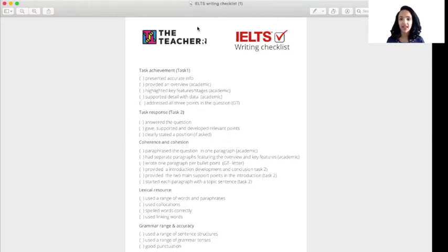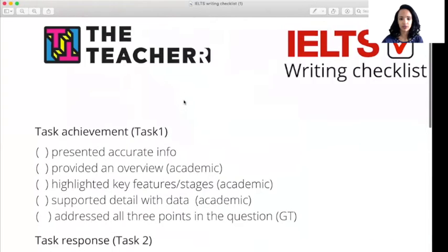You can have a teacher mark your test and then just go over what you've done. I think it's a very nice way for you to see what you're doing right. So let's go over each one of the criteria very briefly.